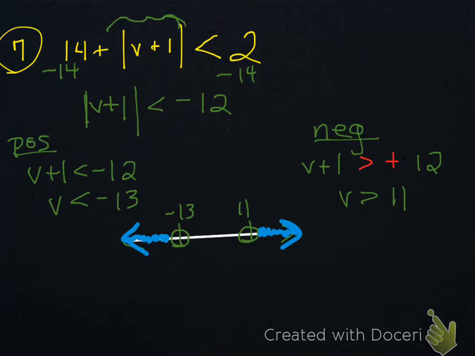Last step, interval notation. We're going from negative infinity to negative 13. It is an open circle, so it gets parentheses, and we go from 11 to positive infinity.